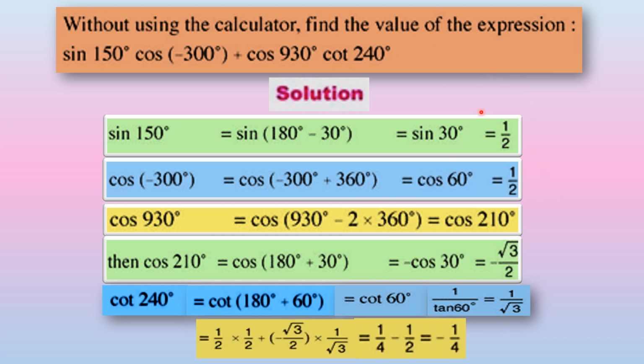So by adding and subtracting all this, it will be 1 over 2 times 1 over 2 plus negative square root 3 over 2 times 1 over square root 3 equals 1 over 4 minus 1 over 2. 1 over 4, we get it from multiplying the half and the other half, minus half, we get it from multiplying negative root 3 over 2 times 1 over root 3. So the answer is negative 1 over 4.